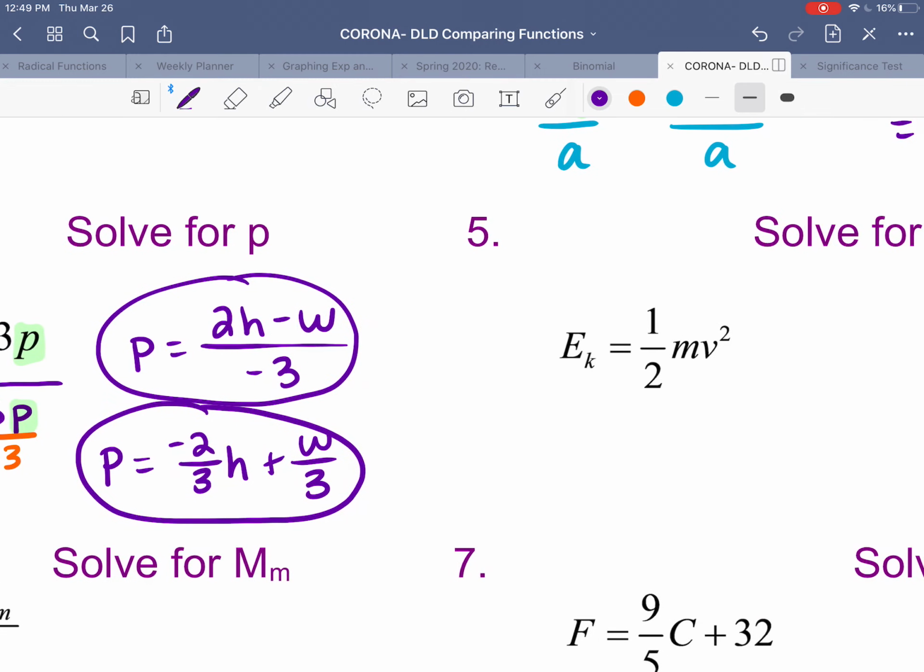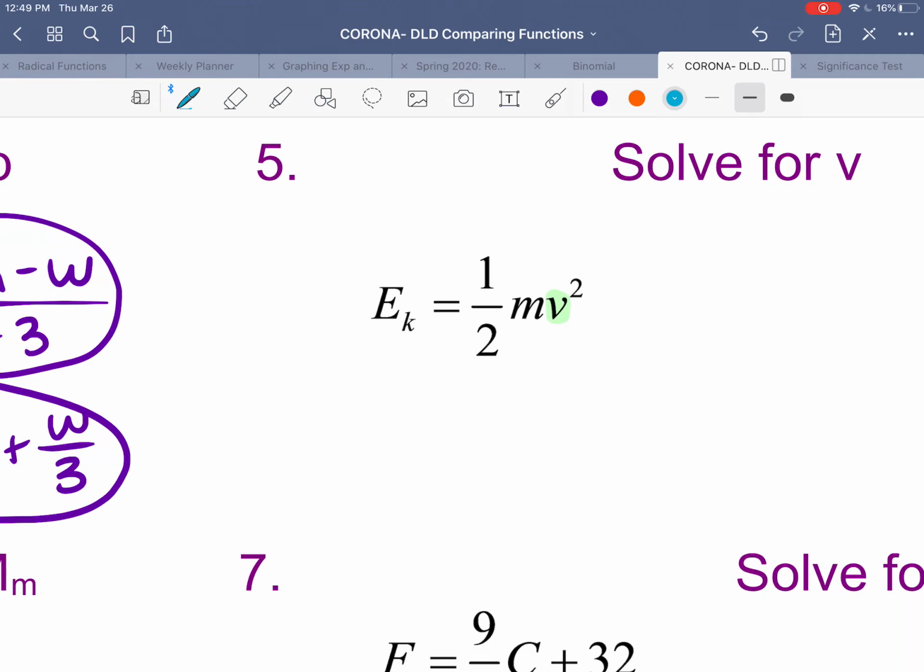For number 5, now we're introducing another operation. We're going to have a square in here now because we're solving for just V. So if we want just V, that means we're going to have to do something with that squared also. Start with what we know. We want to work backwards in PEMDAS. We don't have any addition or subtraction, but we do have multiplication. So the first thing we're going to want to do is get rid of this 1/2. In order to get rid of 1/2, you're going to multiply both sides by 2.